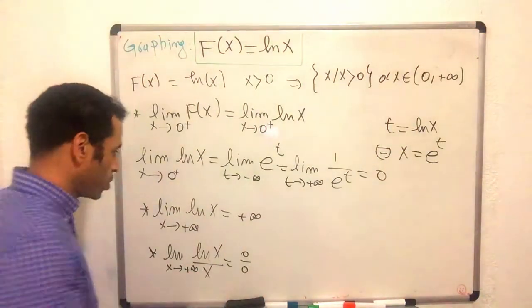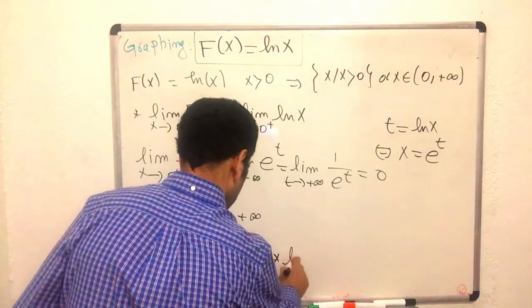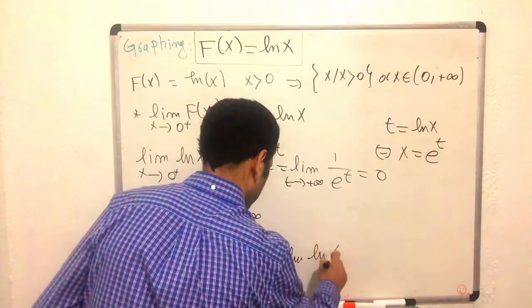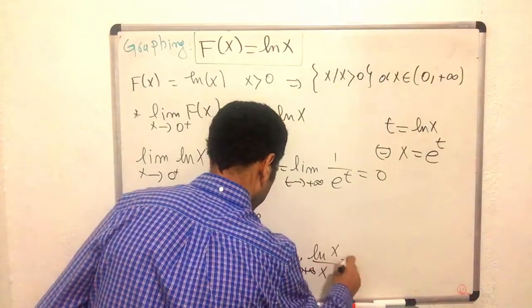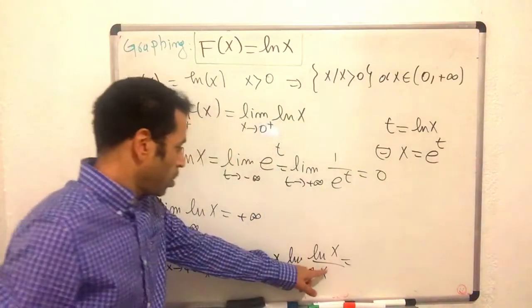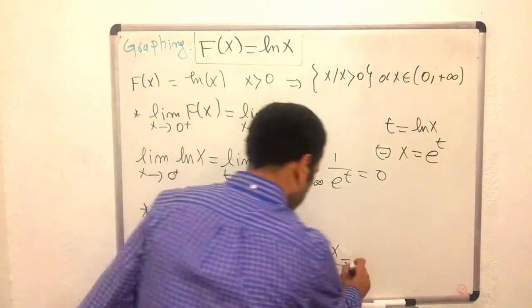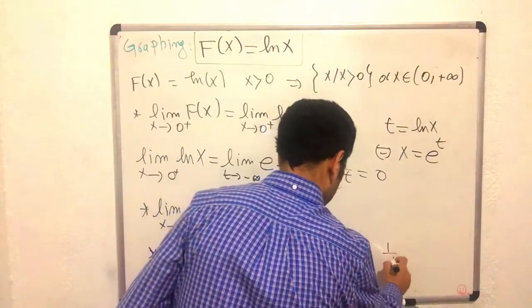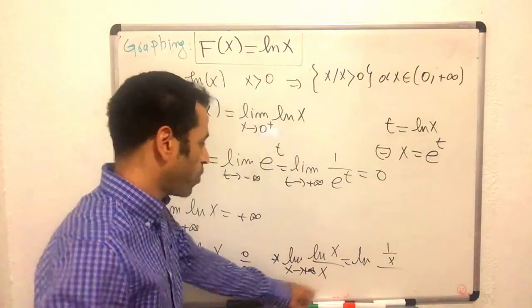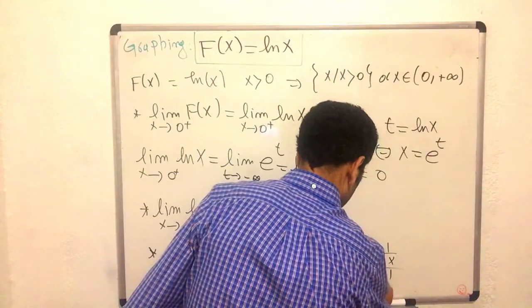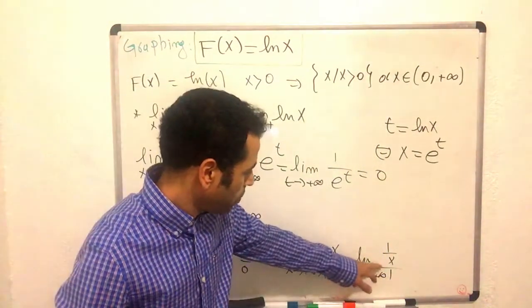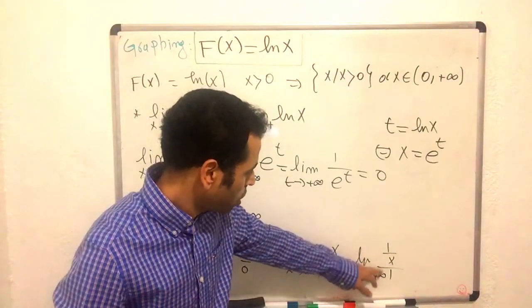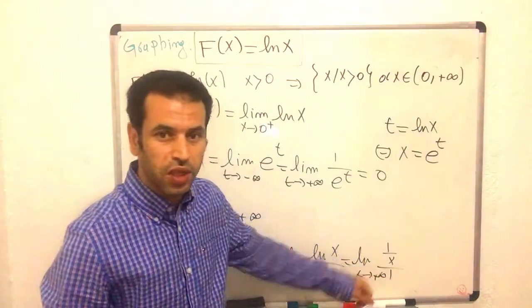Okay, what's the L'Hopital rule? It says the limit of natural log of x over x as x is approaching plus infinity, let's differentiate, equals the limit of 1 over x, since the derivative of x is 1, as x is approaching plus infinity. So let's plug plus infinity into x. So 1 over plus infinity equals 0.